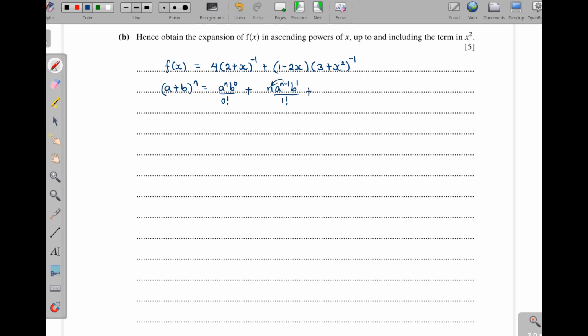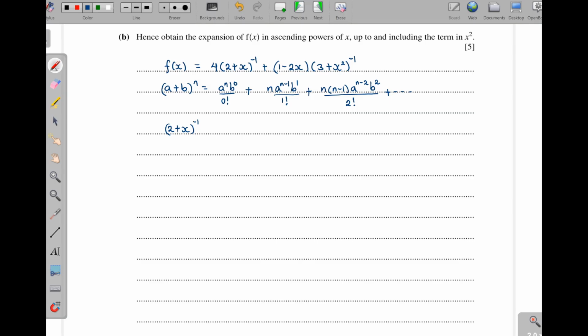So again, drop this one here, you'll get n, then times n minus 1, then now a, reduce the n minus 1 by 1, so it will be n minus 2, and then this b will be to the power of 2, then we divide by 2 factorial, and then we continue like that.